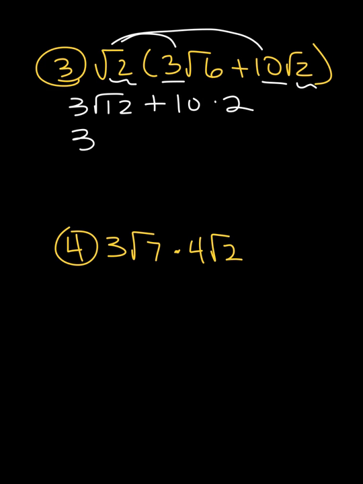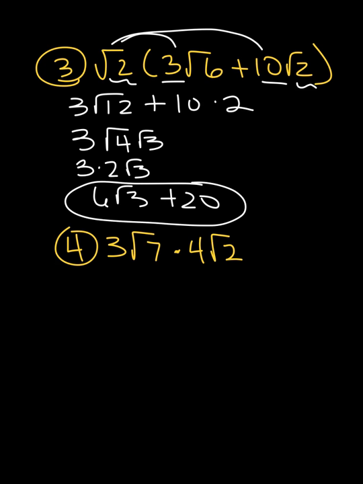So when I simplify, I have 3. Now 12 has a perfect square that goes into it. Root 4 times root 3. So I have 3 times 2 root 3, which gives me 6 root 3. 10 times 2 gives me 20. So my final answer there is 6 root 3 plus 20. Sometimes you see the answer with your whole number first, so it would be 20 plus 6 root 3, but either way is correct. And number 4, again, I'm going to multiply my numbers out front.